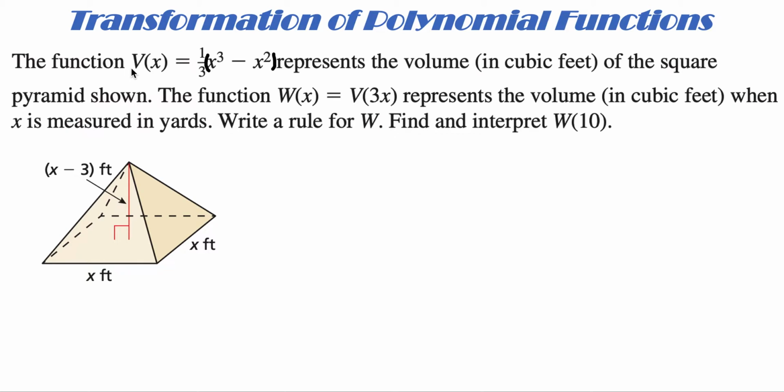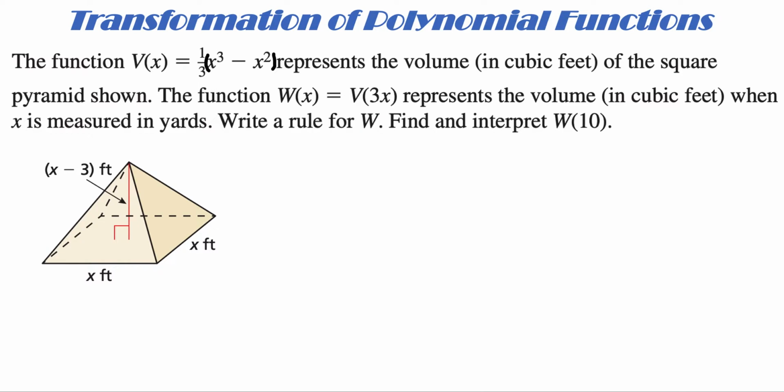So the function V of x is equal to 1/3 x cubed minus x squared, and it represents the volume in cubic feet of the square pyramid shown. The function W of x is equal to V of 3x, and it represents the volume in cubic feet when x is measured in yards. Write a rule for W, then find and interpret W of 10.